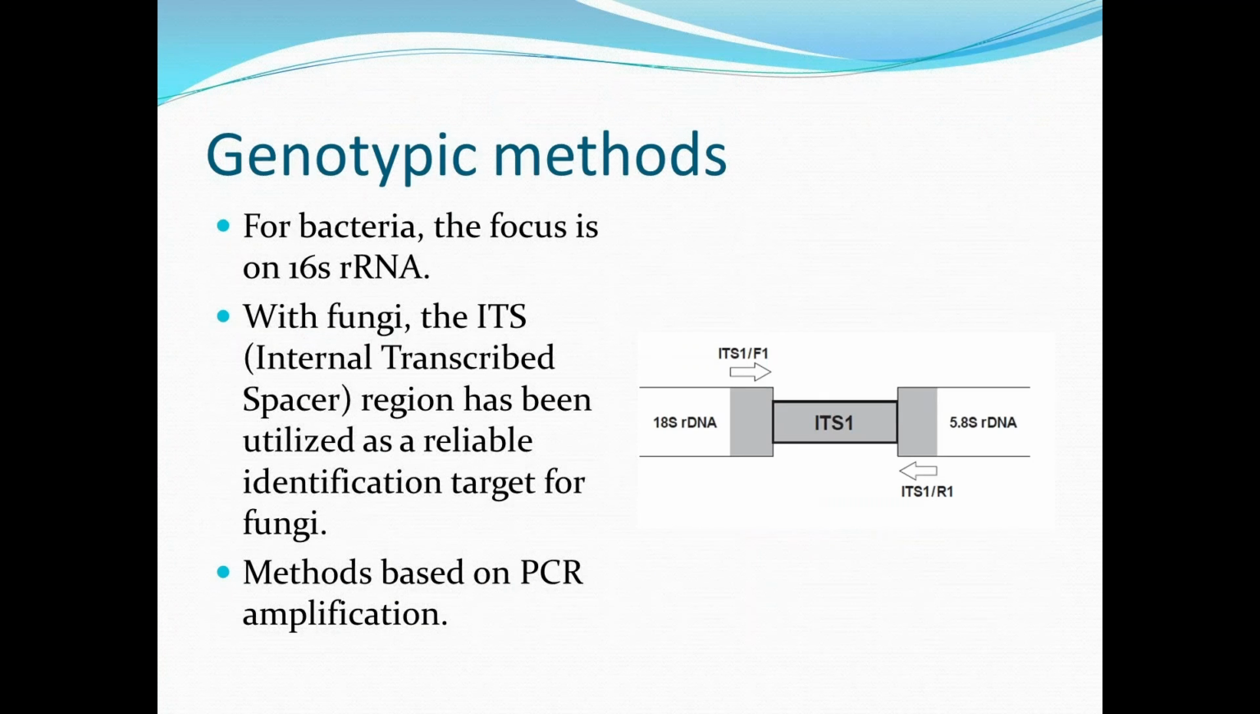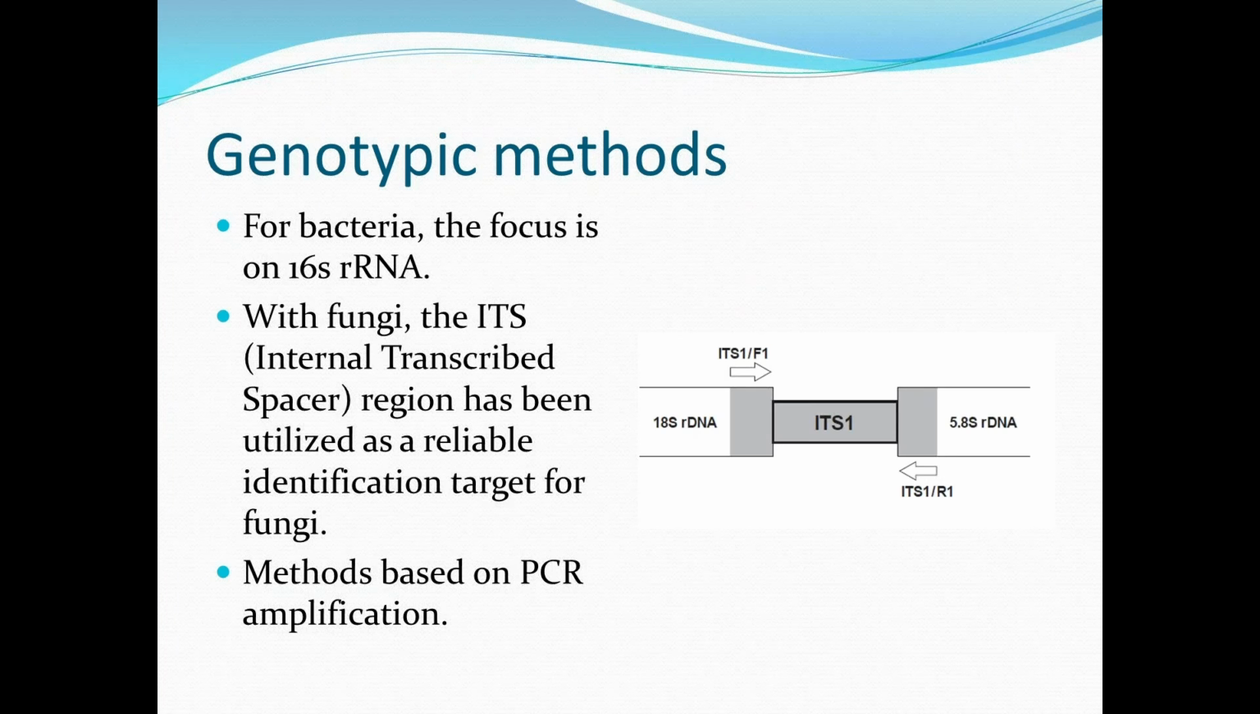So of course, if money is no object, then there is genotypic identification. Now, genotypic identification is different for fungi than it is with bacteria. For bacteria, there's often a big focus on the 16S RNA region of the bacterial genome, and this is because it's a highly conserved region, not prone to phenotypic changes.